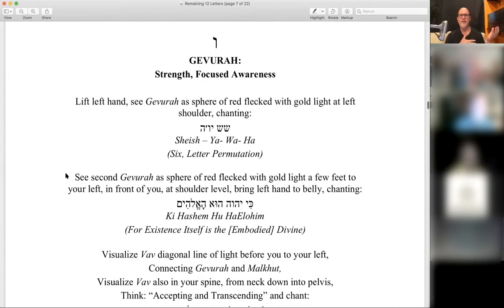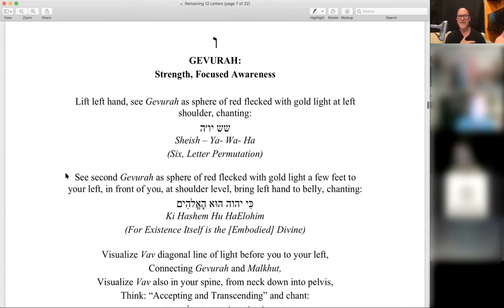And lifting your left hand, Gevura, as a sphere of red flecked with gold at your left shoulder. Sheish. Sheish Yahweh. Seeing Gevura, the second Gevura in front of you to your left at shoulder level. The energy of strength and of not taking.